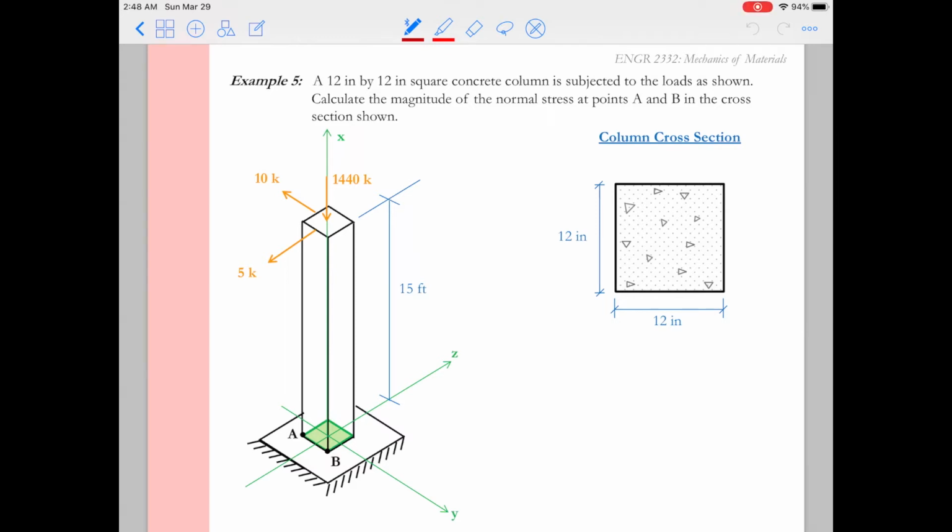Hi, mechanics friends. Now we're ready for our final example of this lesson. In this example, we have a 12-inch by 12-inch concrete column that's subjected to multiple loads. We have a 5-kip load, a 10-kip load, and then we have an axial compression load of 1440 kips.